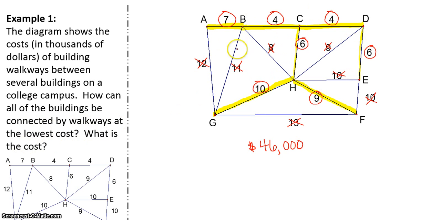That's what you've got in your picture. So where you cross out some stuff, you highlight or you go over it with your pencil or pen what walkways you're building, and then you add them all up to get your cost. Okay? Alright, let's try another one.